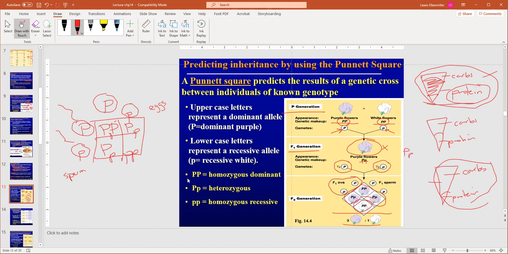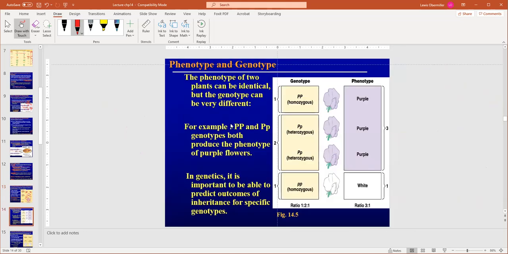And then just remember, this means homozygous dominant, heterozygous, homozygous recessive, which we already covered. We also covered this too; it's just a refresher. Remember, the genotypic ratio is 1 to 2 to 1. We add those all up, so it's divided by 4.